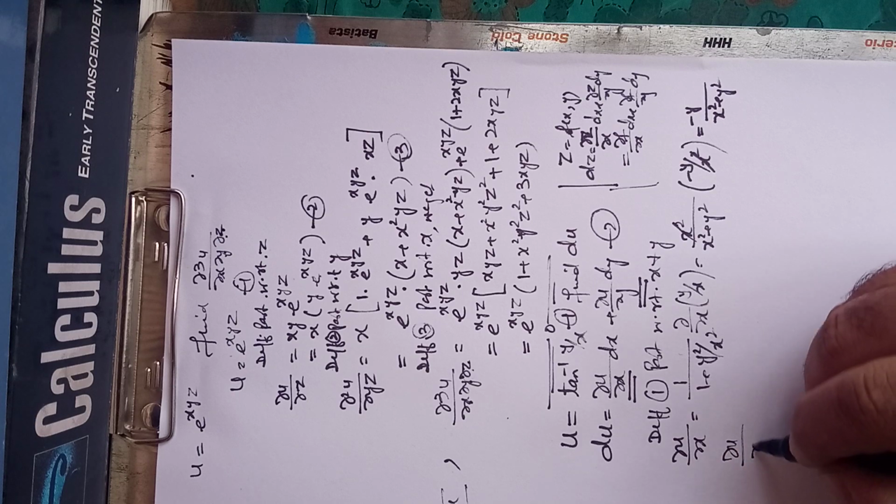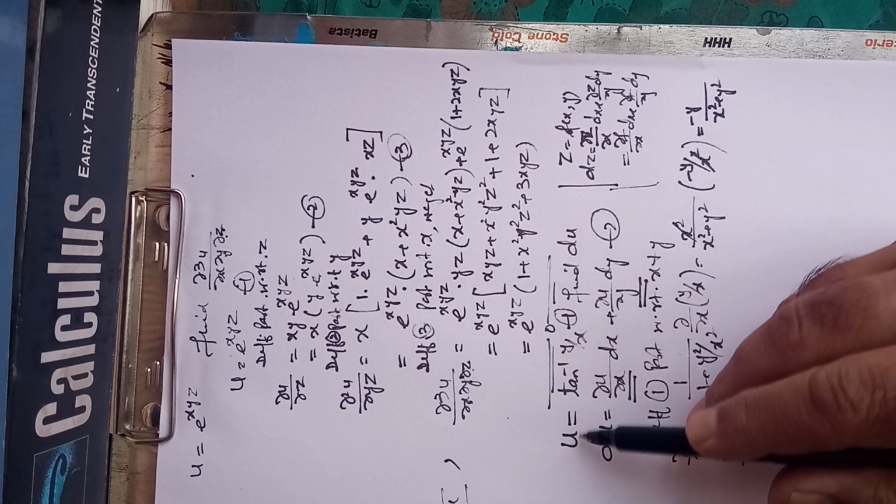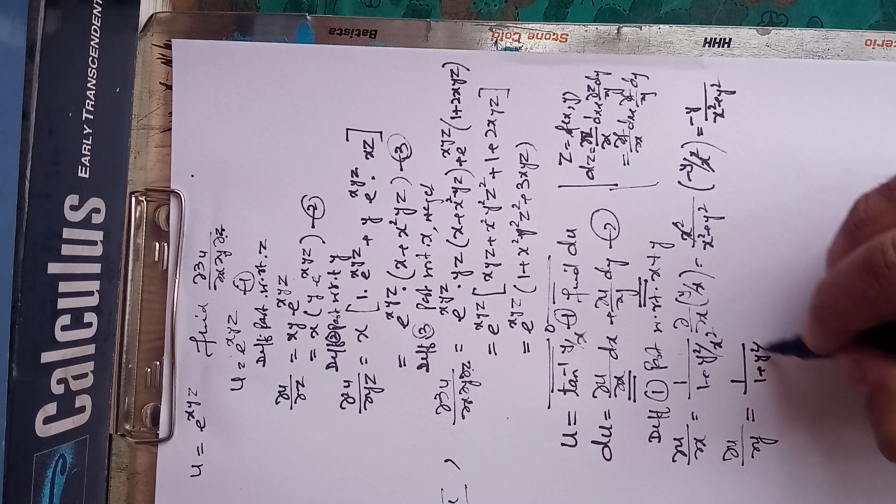Similarly, ∂u/∂y. This is u equal to tan inverse y by x. You have to differentiate partially with respect to y. This is 1 upon 1 plus y square by x square.